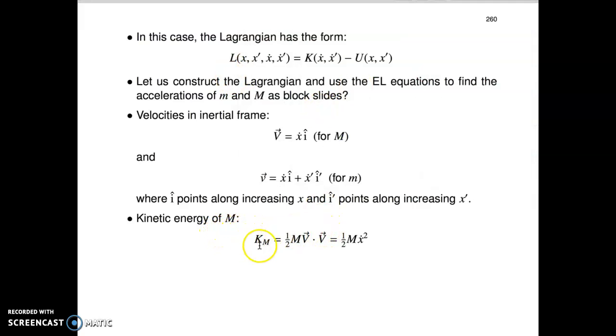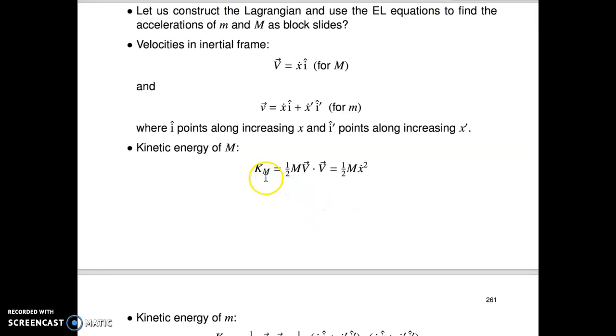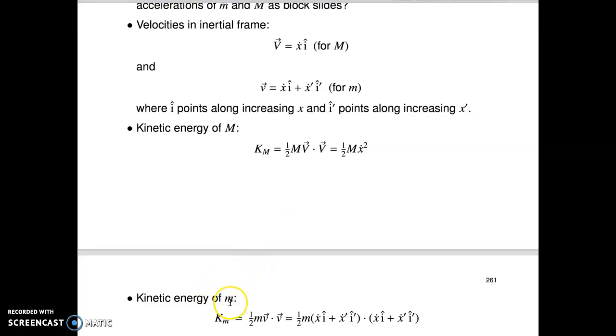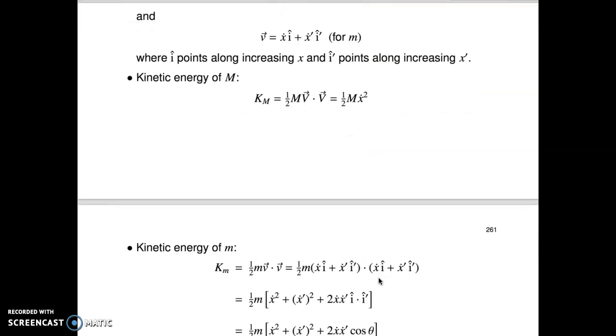The kinetic energy is just going to be a half m v squared for the big mass, so v squared for the big mass is big V dot big V. So that's obviously going to be a half big M times x dot squared. That's easy. So that's the kinetic energy of mass big M. Kinetic energy of mass little m is a half little m v squared, that's little v dot little v. But little v is this equation here, so we substitute that in for each v. So we have two terms each.